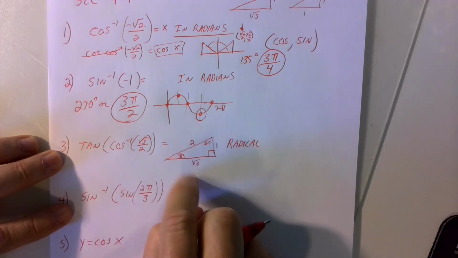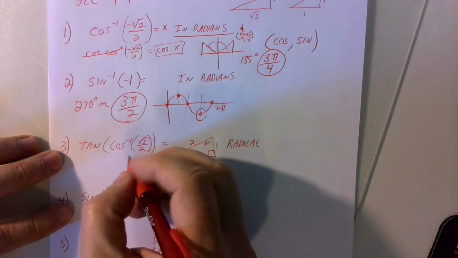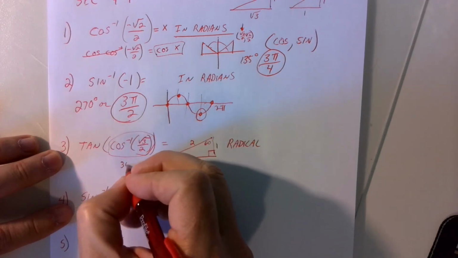So √3/2 for cosine is adjacent over hypotenuse. So that means that that must be a 30-degree angle, right? So that is 30 degrees.